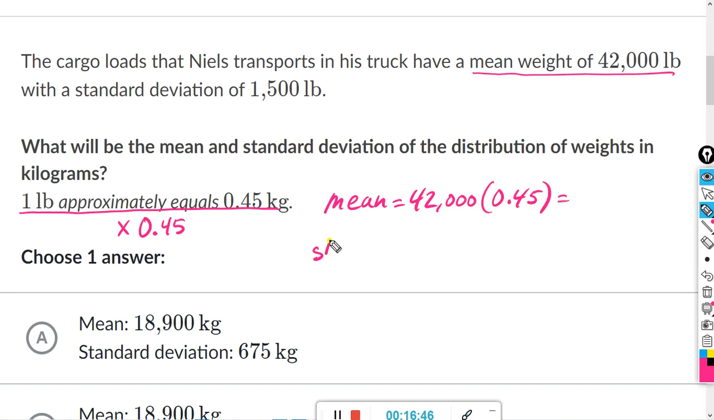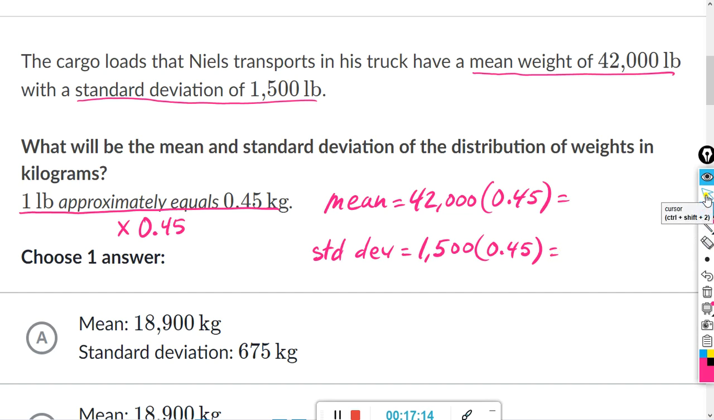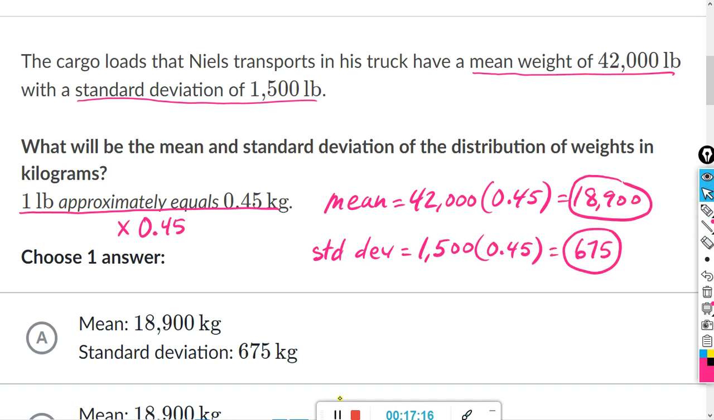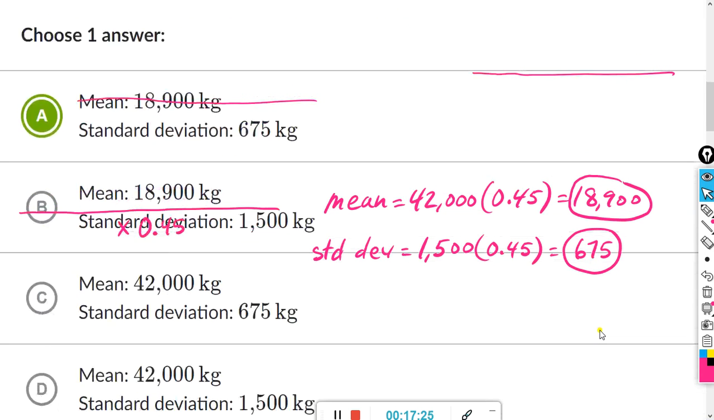And the standard deviation, same thing. Standard deviation is 1,500, and we are multiplying by 0.45. So I'll do each of these on the calculator. Okay, I got 18,900 and 675. And those are both in kilograms. So that should be answer A.